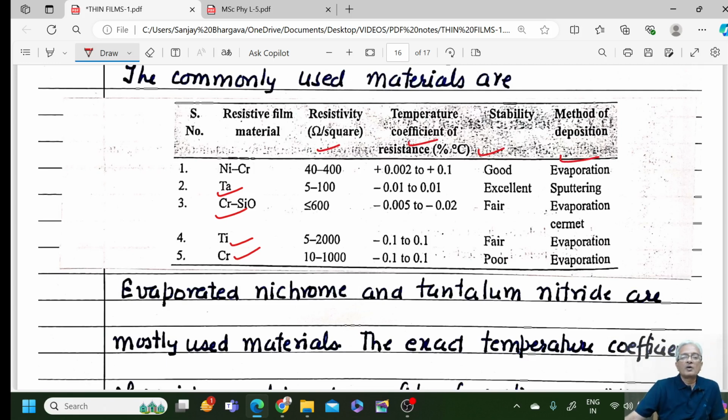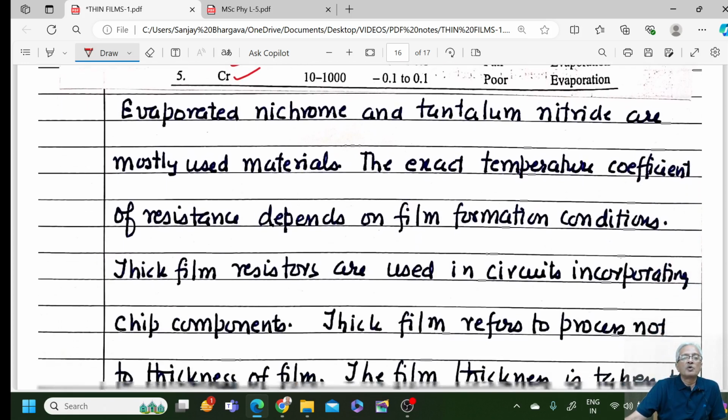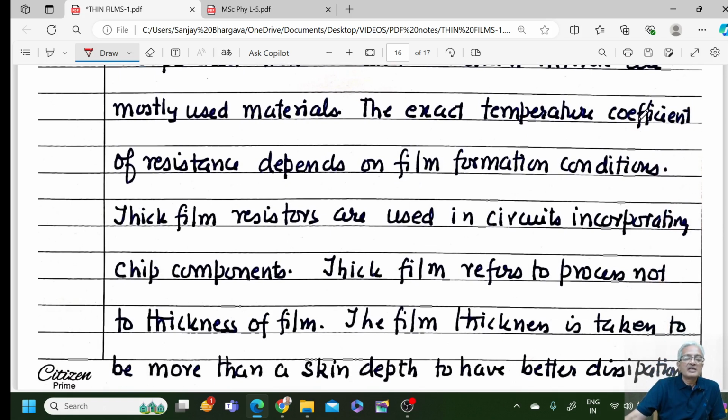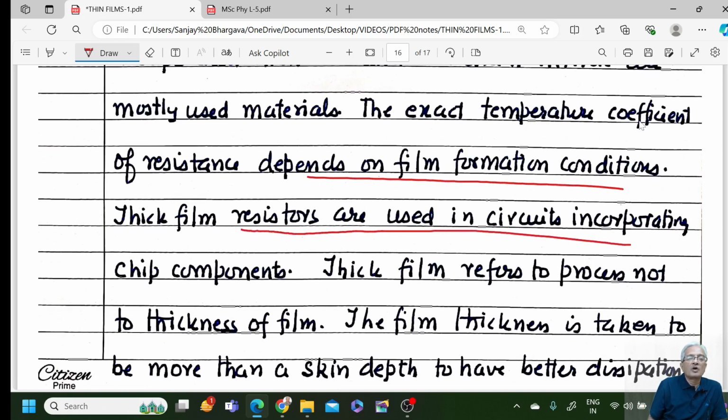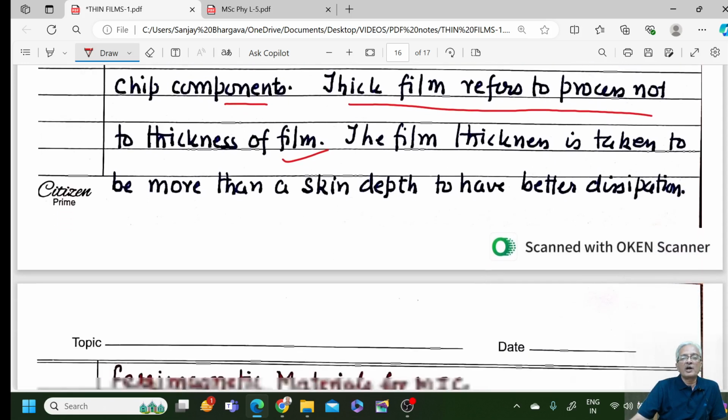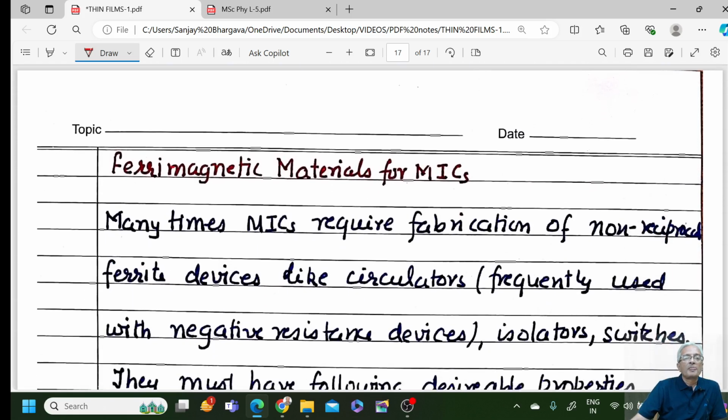Evaporated chrome and tantalum nitride are mostly used materials. The exact temperature coefficient of resistance depends on the film's formation condition. Thick film resistors are used in circuits incorporating chip components. Thick film refers to the process, not to the thickness of the film. It refers to the process. The film thickness is taken to be more than a skin depth to have better dissipation.